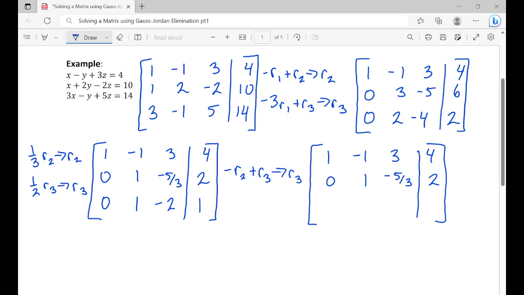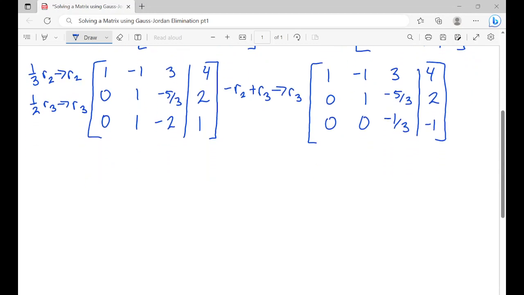And now for my new row 3. 0 and 0 is just going to be 0. -1 plus 1 is 0. A -5/3 is a +5/3. So +5/3 minus 2 is a -1/3. And then -2 plus 1 is going to give me -1.